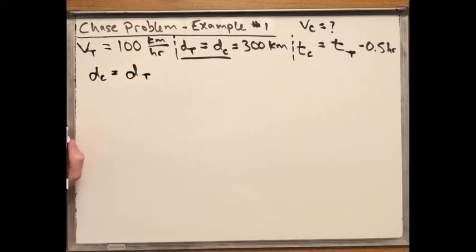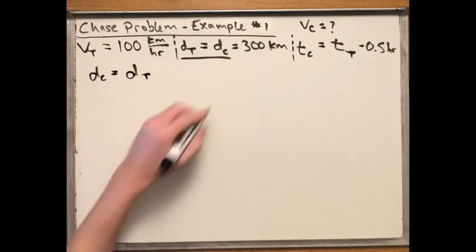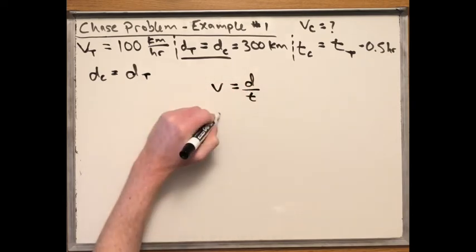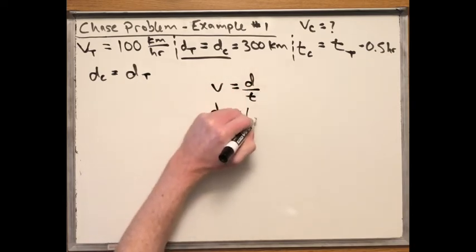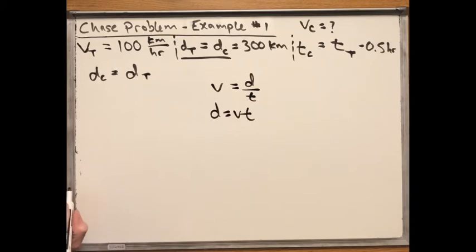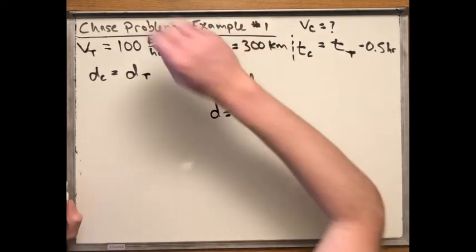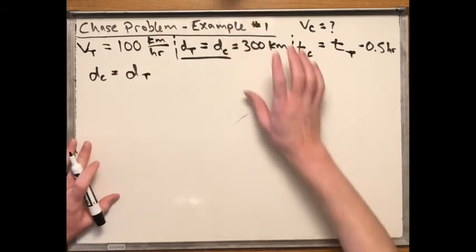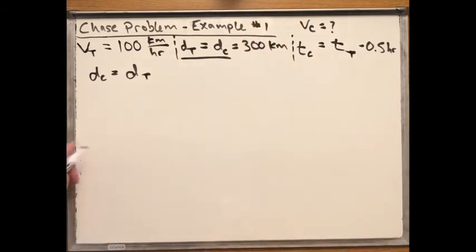Since V is equal to D over T, that means D is equal to V times T. You don't need to show that, though, because as you'll see, this problem's a decent amount of work. And so I'm just going to assume by now that you know that.